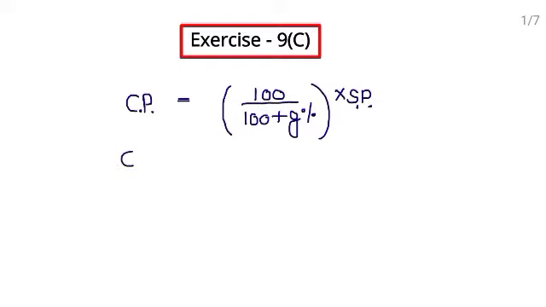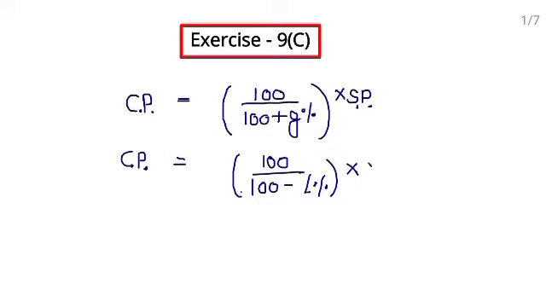If loss percent is given and they are asking for cost price, the numerator will remain the same, 100 upon 100. In case of loss percent, put a minus sign, loss percent, and multiply it by selling price.